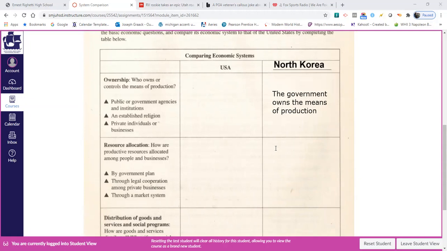Group two, what did you have for resource allocation? How are productive resources allocated amongst people in North Korea? For number four, we put government planning. The government plans how they do everything. Yes, so that's two parts, and you're both correct on that. The government not only chooses how resources are going to be allocated, but how much is going to be allocated. So once again, the government chooses the resources and the amount that goes to production. That's what you would want to put there.